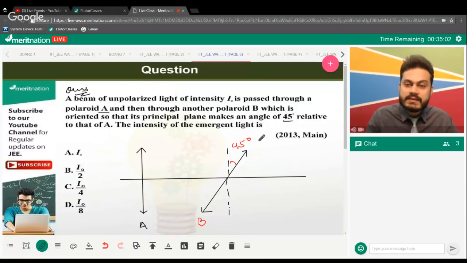Gaurav says C. Prince also says C. So let me know what will be the answer. Other kids, other than Prince and Gaurav. So C. Sai also says C. So how many of you can tell me what will be the intensity over here? Means after passing through the first polarizer, what will be the intensity of light? Let's see how many of you can answer that. Then we'll see if it is correct or not.